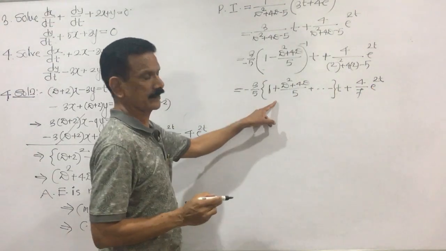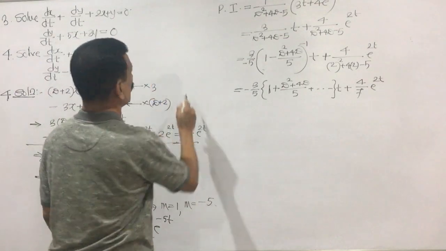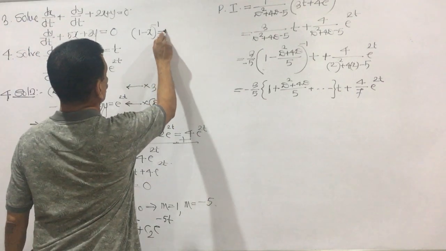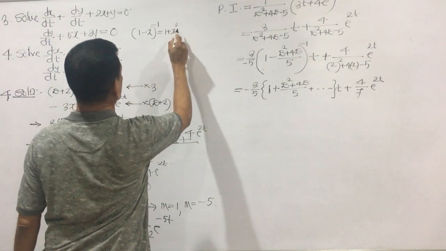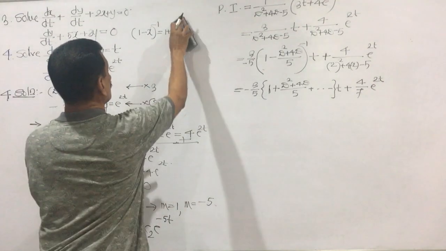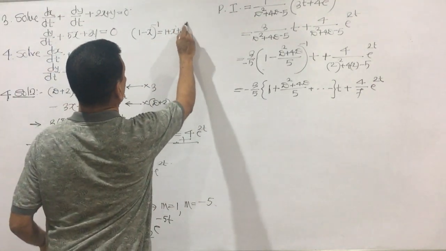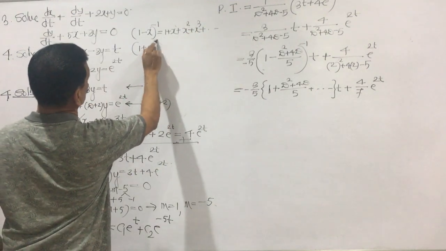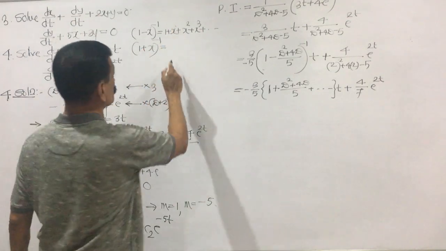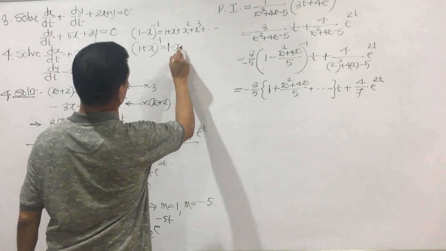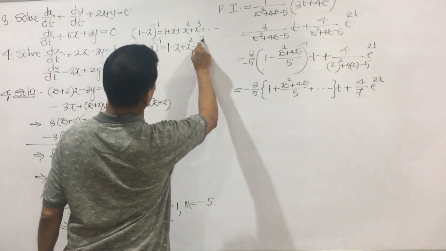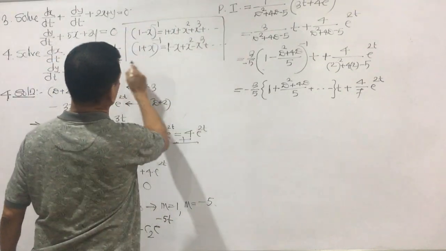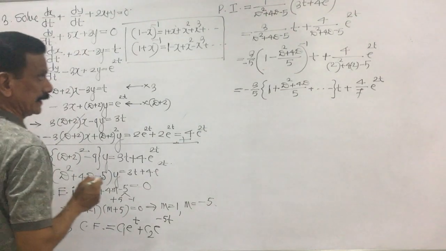And see here, my dear friends, which formula we have used here. I will write that formula here, 1 minus x raised to minus 1. Look here, it is 1 plus x plus x square plus x cube plus so on, binomial expansion, and 1 plus x raised to minus 1, which I have given in my notes, so you can refer to that one. It is 1 minus x plus x square minus x cube plus so on. So remember these two formulae, which is a binomial expansion which you have studied.